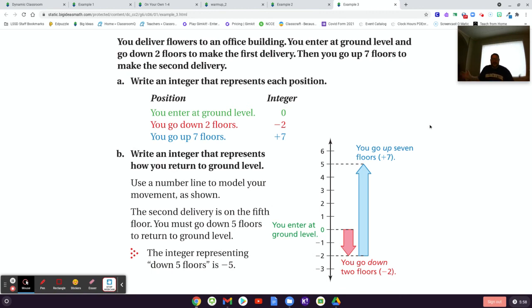Okay, there we go. That's all of the examples. It's about as difficult as you're going to see on your Big Ideas.